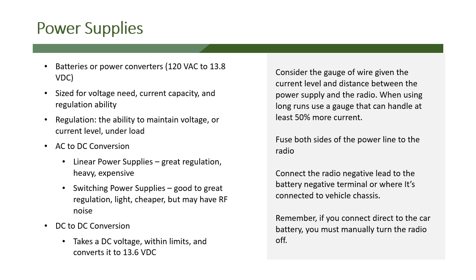And you connect the radio negative lead to the battery's negative terminal or where it's connected to the vehicle chassis in a mobile operation. And remember, if you connect direct to the car battery, you must manually turn the radio off. So if you have the radio on and you turn the car off and you're still connected to the battery, your radio is still running, and if you forget that, you'll kill the battery in the car.